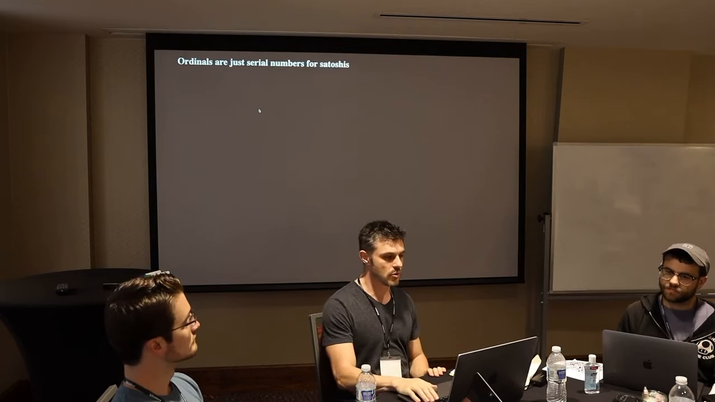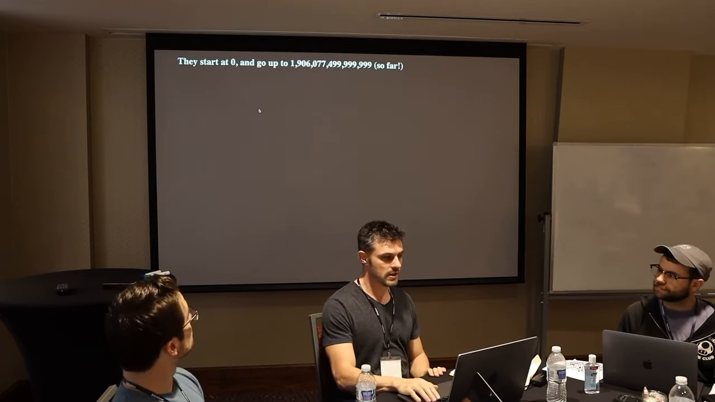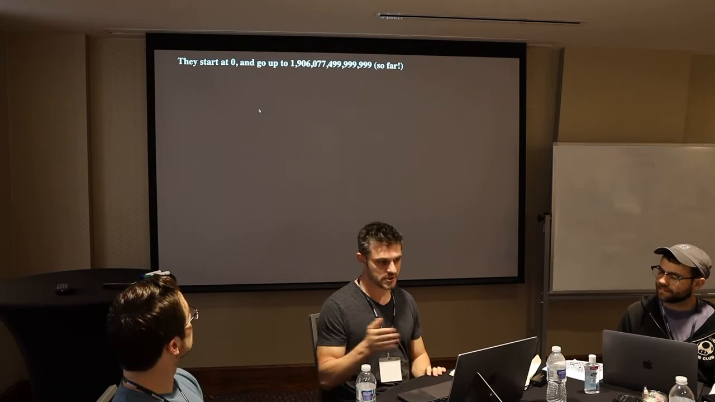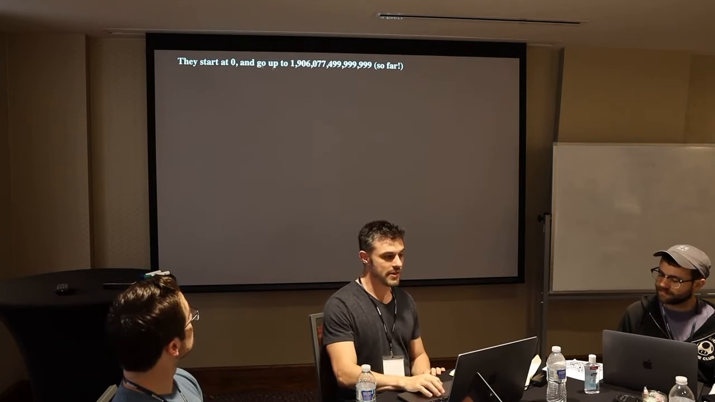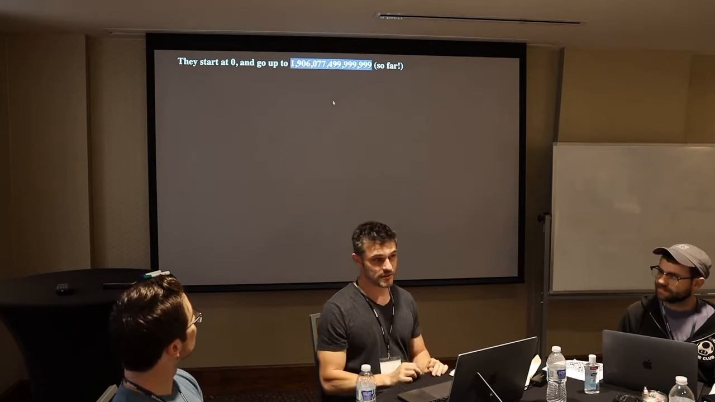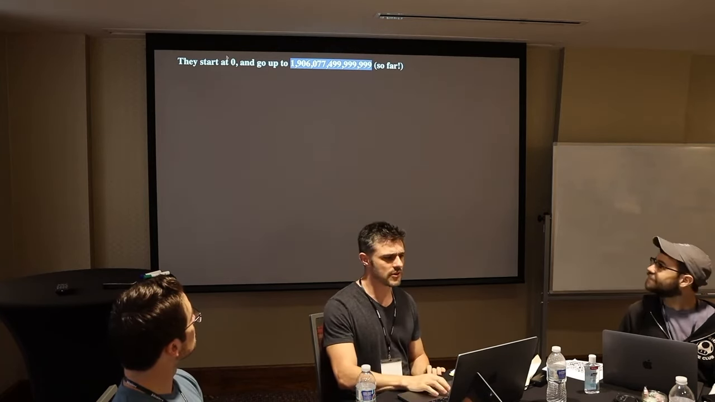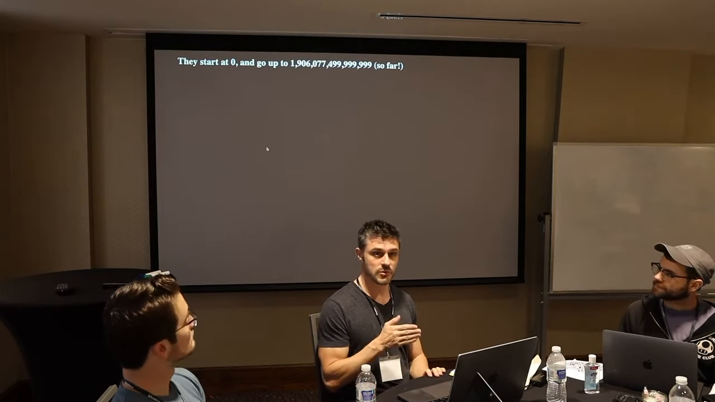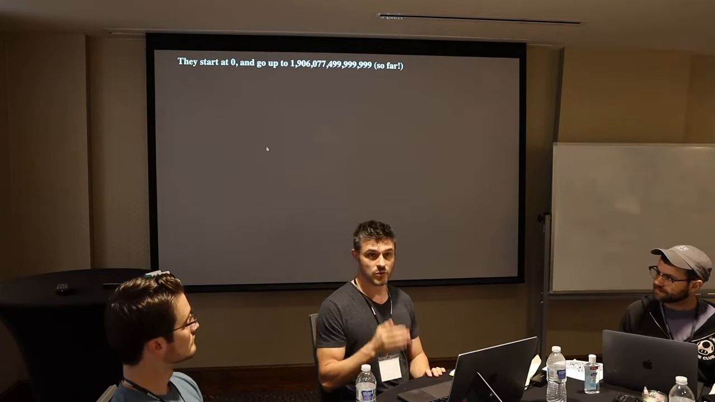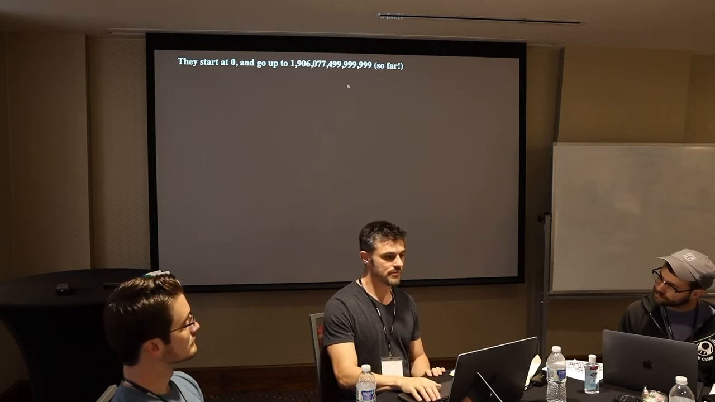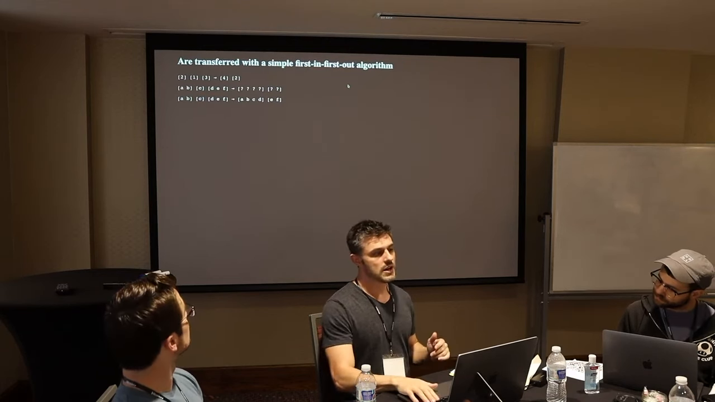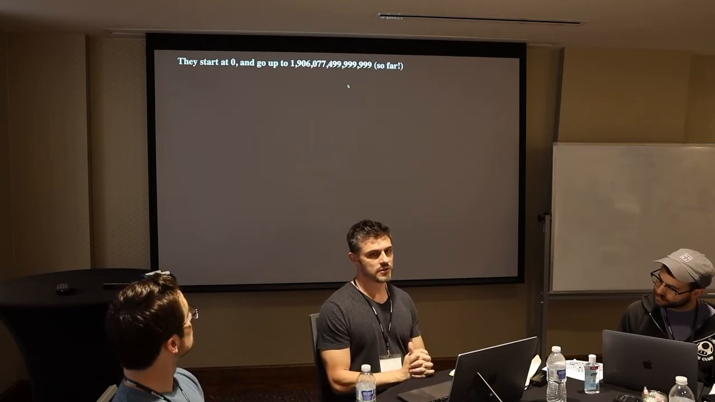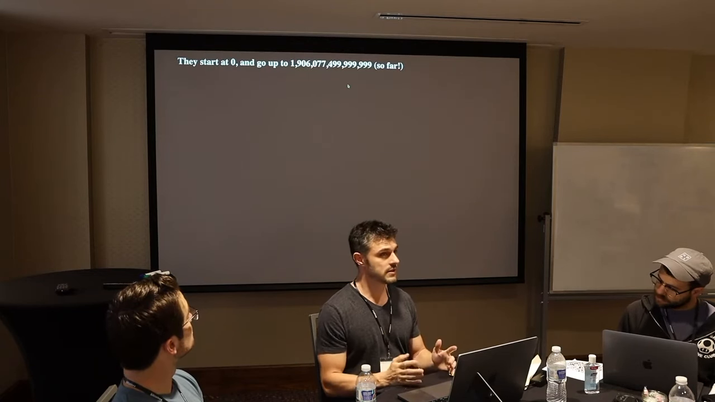So you can think of ordinals as serial numbers for Satoshis assigned in order. And there's a lot of them, because there's a lot of Satoshis. They go from zero in the Genesis block. The Genesis block contained ordinals zero through 5 billion minus one. The second block contained ordinals 5 billion to 10 billion minus one. And so that describes how ordinals are assigned.